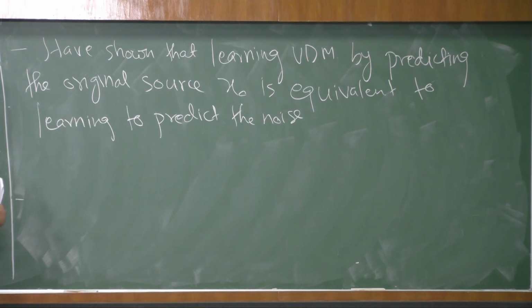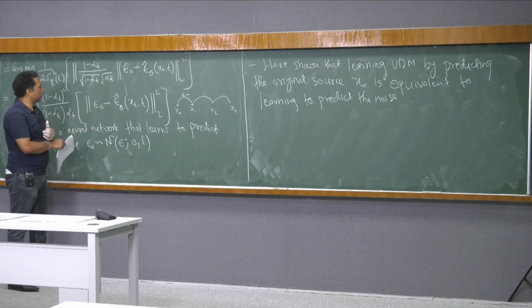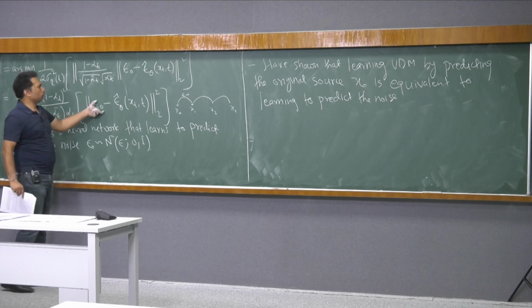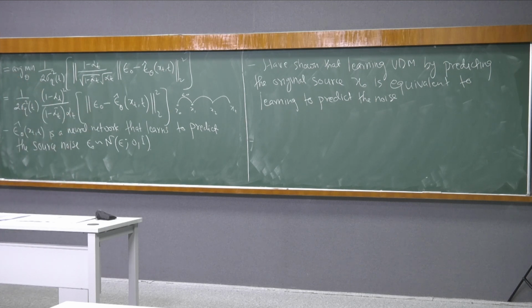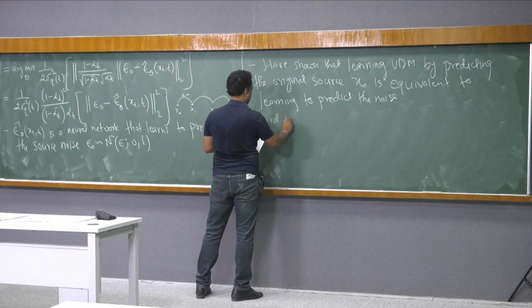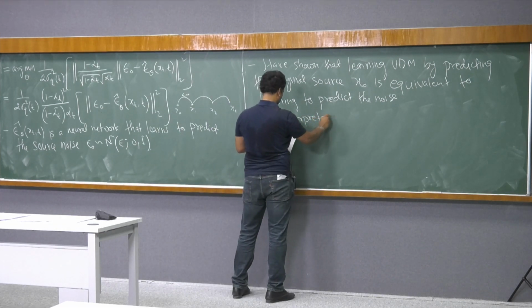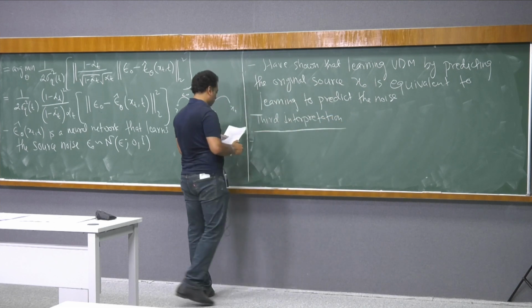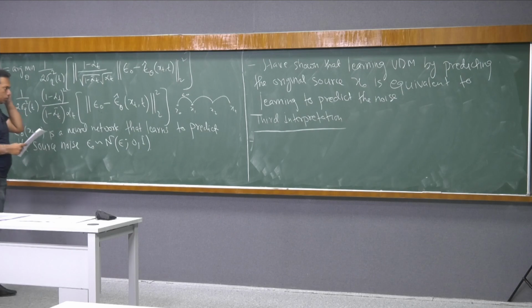If we look into it, we had the first interpretation where we are learning to predict the real image x naught, so we had x naught minus x hat theta and so on. And this is our second interpretation, where we see VDM as a process of learning the original source noise from a given time step t. So that's our second interpretation, and our third interpretation can also be useful. The third interpretation comes from the so-called Tweedie's formula.